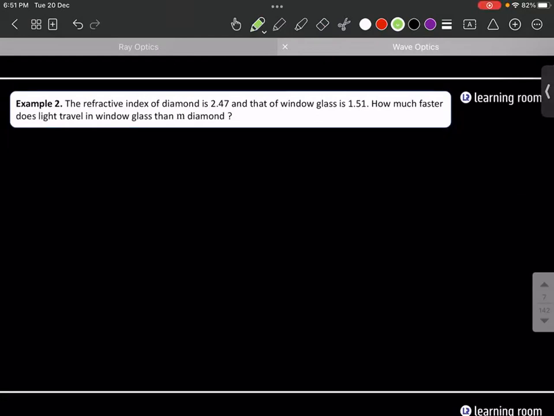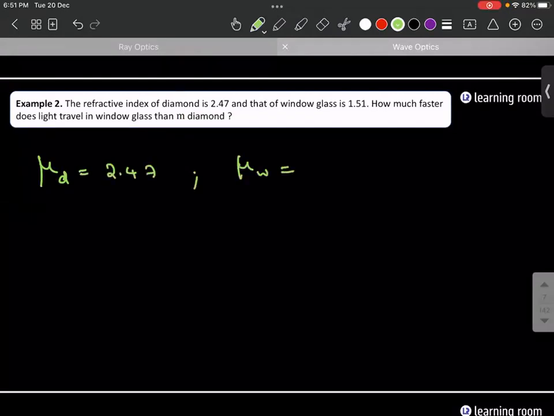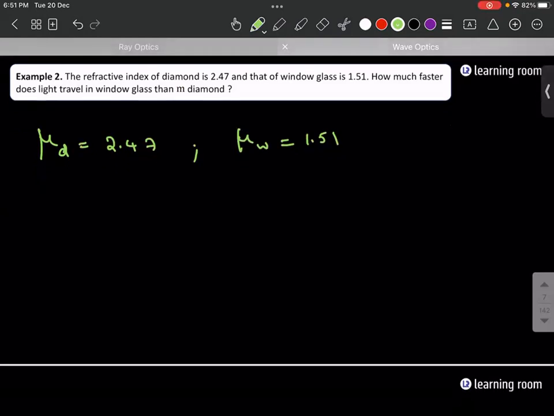The refractive index of diamond is 2.47 and the refractive index of the window glass is 1.51. How much faster does light travel in window glass than in diamond? So refractive index of window glass divided by refractive index of diamond is equal to speed of the light in diamond divided by the speed of the light in window glass.